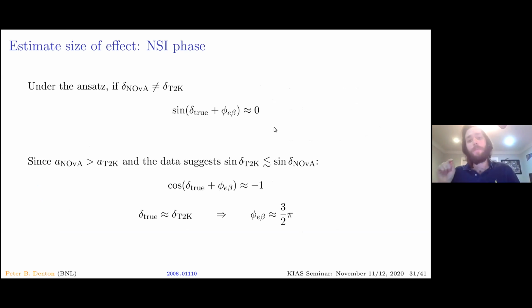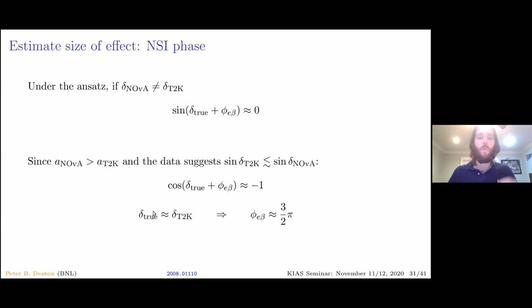Now that tells us what the magnitude of it is, but it doesn't tell us what the phase of this new interaction is. So again, under this ansatz, what you find is that sine of the true value delta plus this phase is equal to 0, which is a pretty powerful statement. Now it doesn't tell you whether cosine of this quantity is +1 or -1, but you can pretty easily check based on the matter potential and the fact that T2K seems to be measuring sine of delta equals -1. And from there you get this.